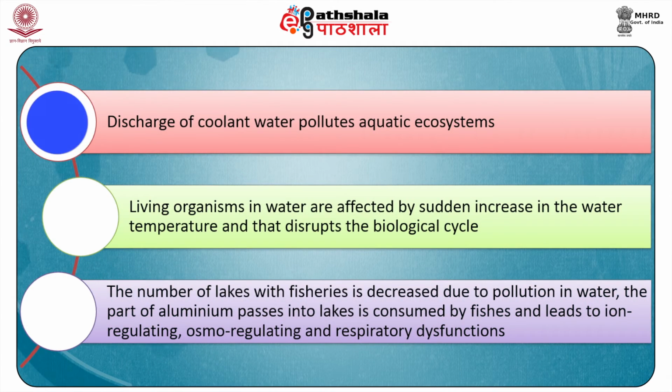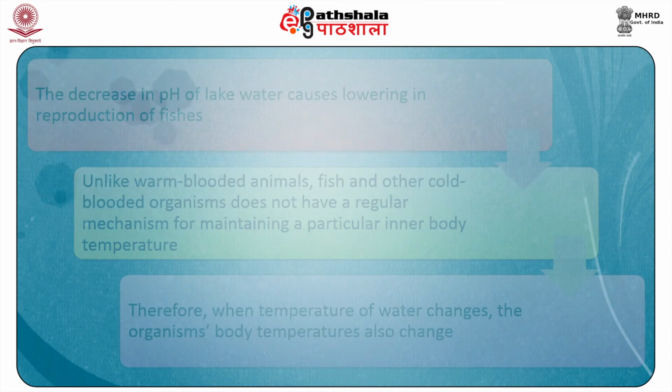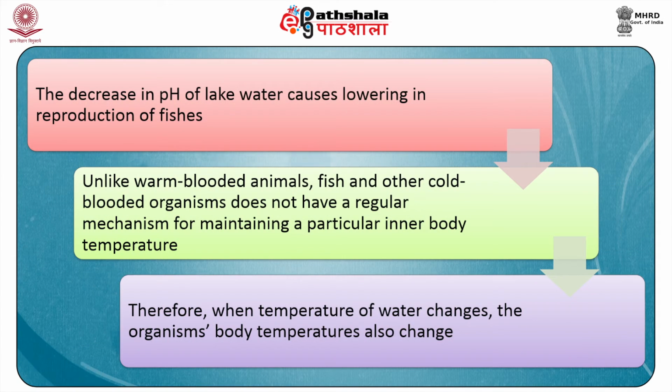Discharge of coolant water pollutes aquatic ecosystems. Living organisms in water are affected by a sudden increase in water temperature, and that disrupts the biological cycle. The number of lakes with fisheries has decreased due to pollution in water. Aluminium that passes into lakes is consumed by fishes and leads to iron regulating, osmoregulating, and respiratory dysfunctions. The decrease in pH of lake water causes lowering in reproduction of fishes.